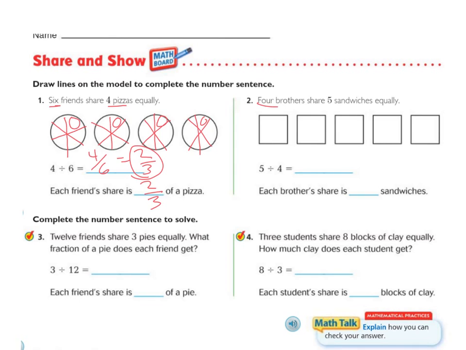Let's do this next one. We have 4 brothers sharing 5 sandwiches. So here are my 1, 2, 3, 4, 5 sandwiches, and I've got 4 brothers. So I need to make sure that I divide each of these up into equal pieces of 4. That means each brother is going to get 5 fourths, because I broke them into fourths. Or 4 goes into 5 one time with 1 left over. So each brother is going to get 1 1/4 sandwiches.